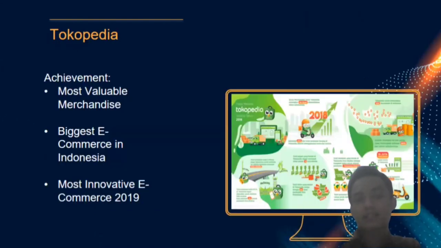Next is Tokopedia. Tokopedia was founded by William Tanuwijaya and Leontinus Alpha Edison. It was founded on 6 February 2009. And as you know, this is the best e-commerce in Indonesia, the most popular in Indonesia. Tokopedia got many achievements, such as most valuable merchandise, biggest e-commerce in Indonesia, and most lucrative e-commerce.